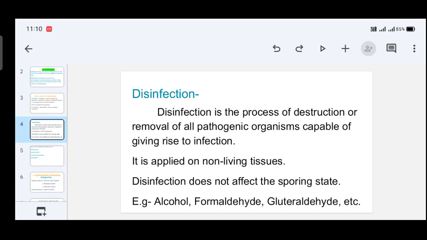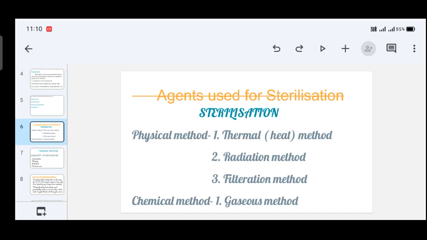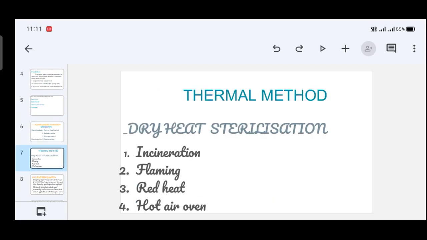There are two types of sterilization: physical method and chemical method. Physical method consists of thermal method, radiation method, and filtration method, whereas chemical method consists of gaseous method and liquid method. Thermal methods are of two types: dry heat sterilization and moist heat sterilization. Dry heat sterilization is of four types: incineration, flaming, red heat, and hot air oven.